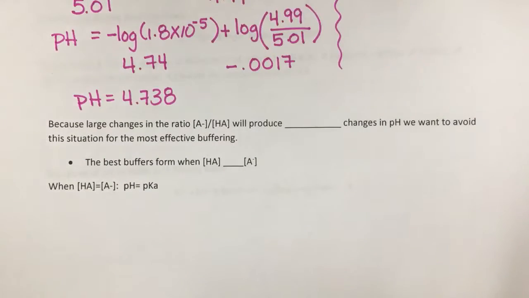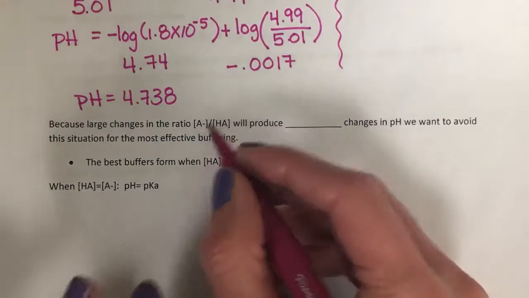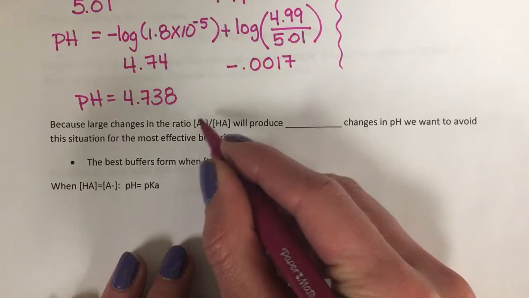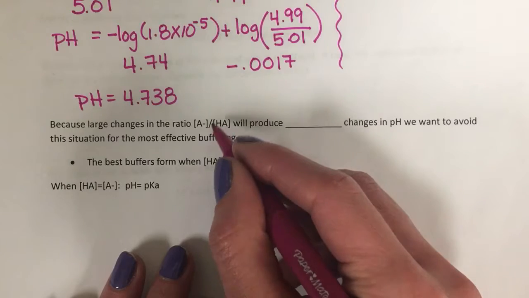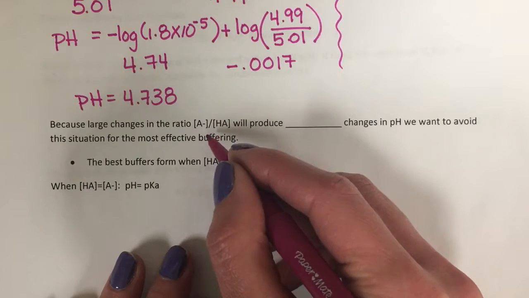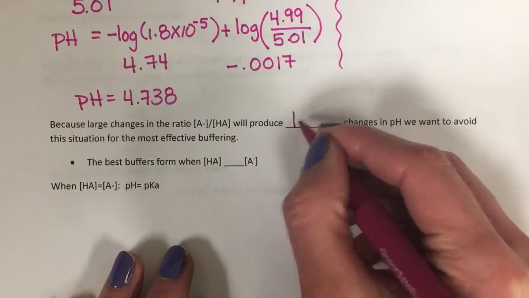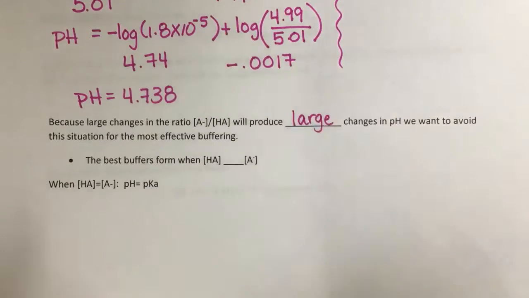So in the last section, we were looking at how we could calculate the pH for a buffer using the Henderson-Hasselbalch equation. Now remember, when we were looking at that equation, we said that the pH equals the pKa, or the negative log of the Ka, times the concentration of your base over the concentration of your acid. So if we change this ratio a lot, we're going to have big changes in our pH.